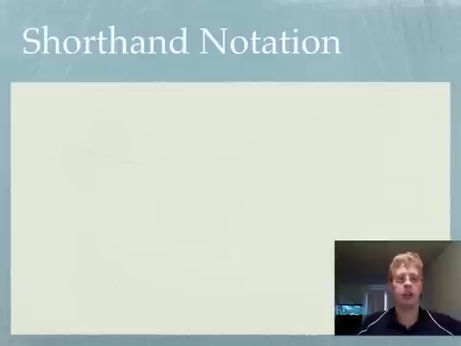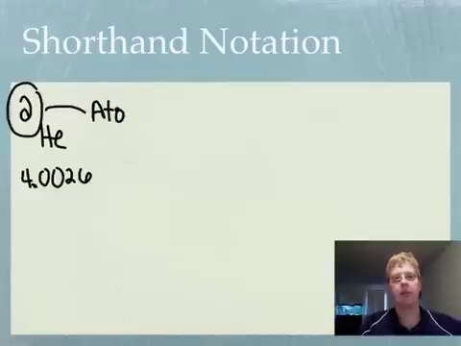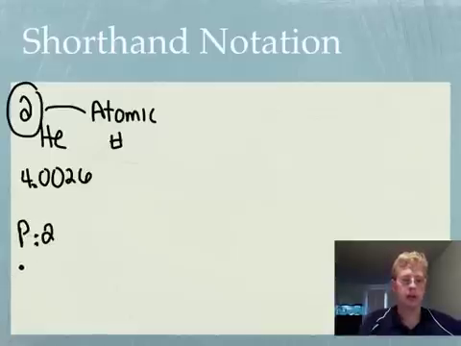Shorthand notation uses the same information that you might find from the periodic table. So if we use helium, for example, here, and this is what you would see on the periodic table, so something you would be comfortable with here. From this, we can find our atomic number, which is my number of protons. So I have 2 protons. If I know my number of protons, I also know my number of electrons, which is 2.